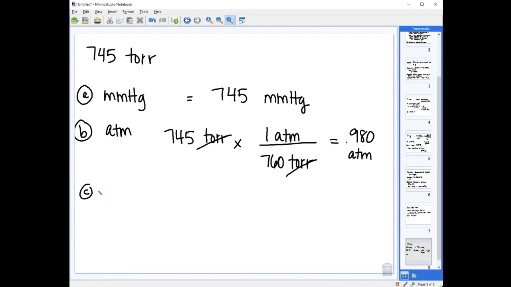Part C asks us to go to kilopascals. So again, I'm going to start with what I know, 745 torr.